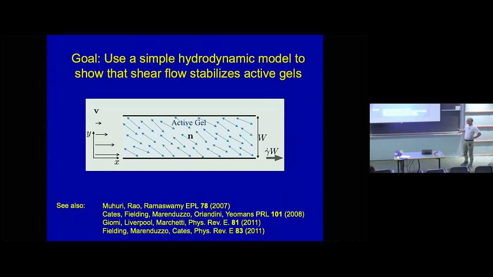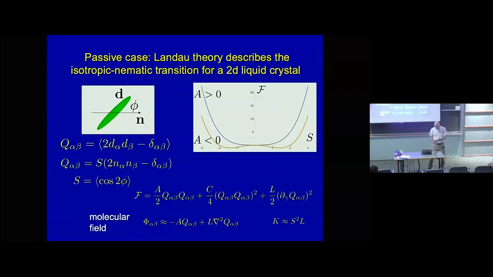By an active gel, what I mean is a liquid crystal that is in its isotropic state, and then we add activity. That's going to be the model that we use. We've seen a lot of these equations before this week, so this is really just to set the notation. We're going to be working in 2 dimensions, so we'll be using the order parameter tensor Q, whose eigenvector is the director and whose eigenvalue is the scalar order parameter.